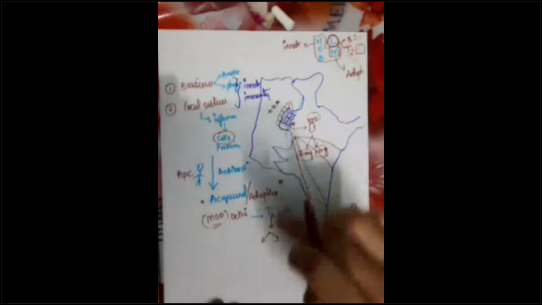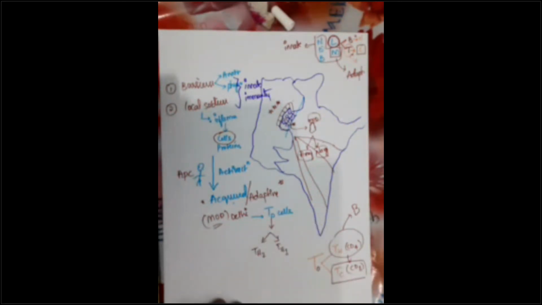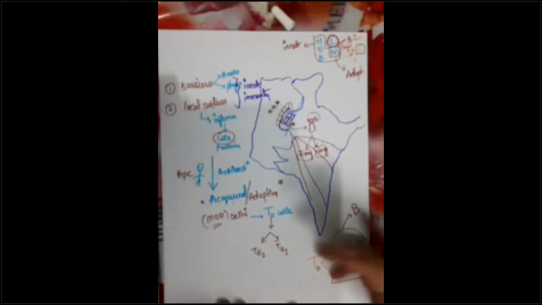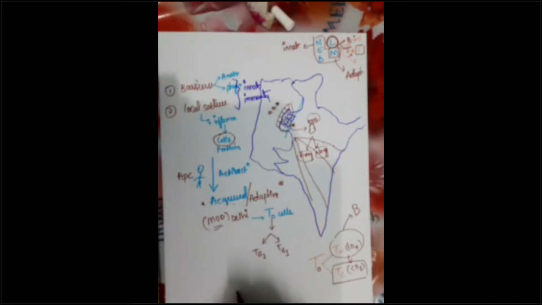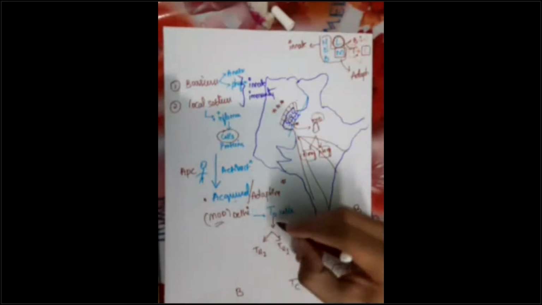delineate, or it has to transform into either TH2 cell or TH1 cell. So TH is the precursor before the B cell immunity or humoral immunity or TC cell immunity, cell mediated immunity, is taking place. So the precursor is the T helper cell. This T helper cell is also of two types: T helper 2 cell and T helper 1 cell.